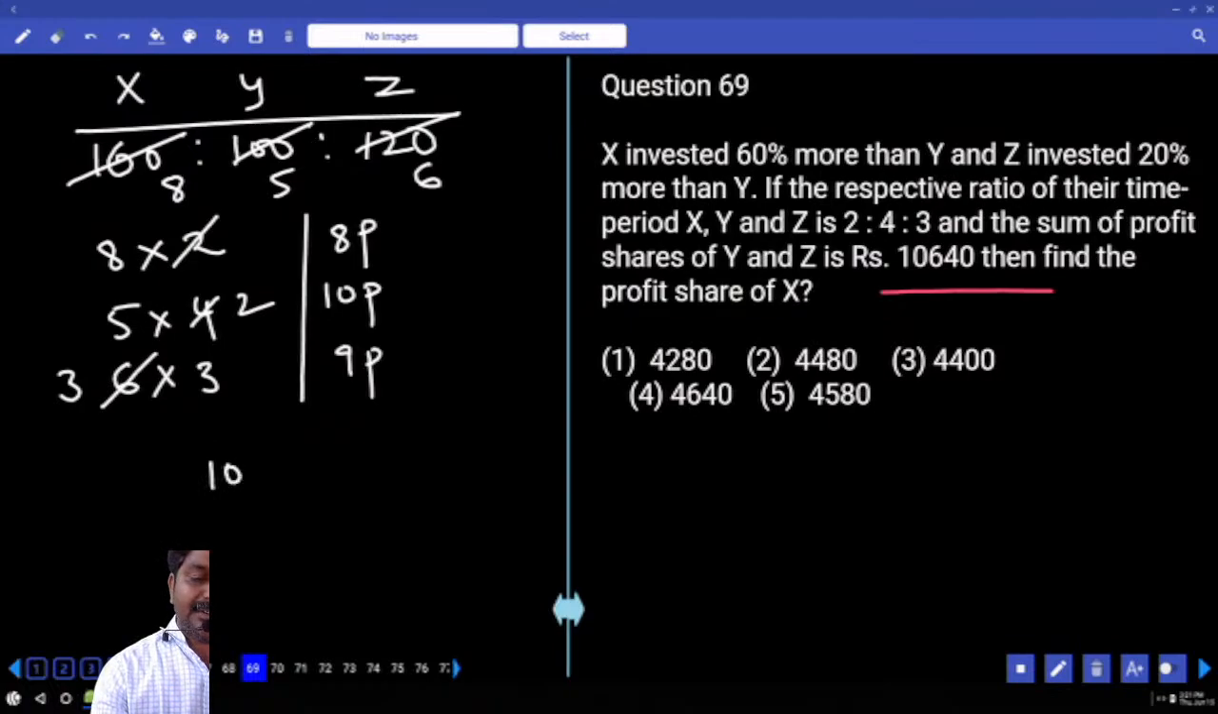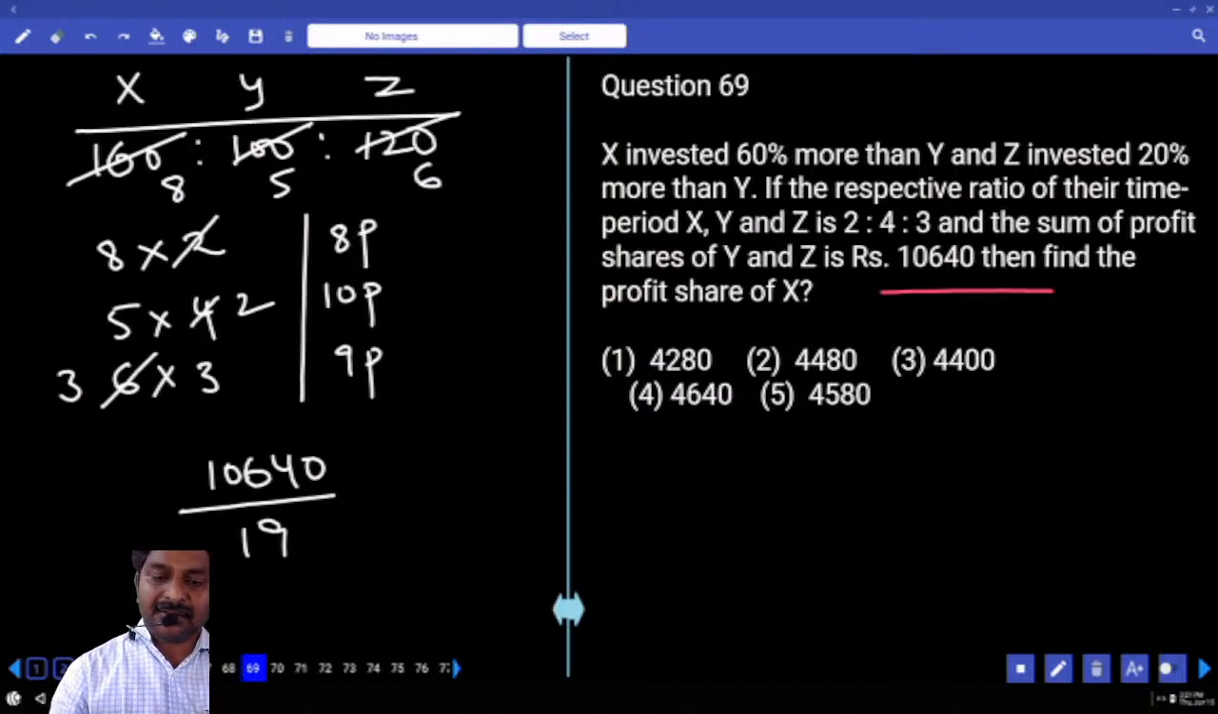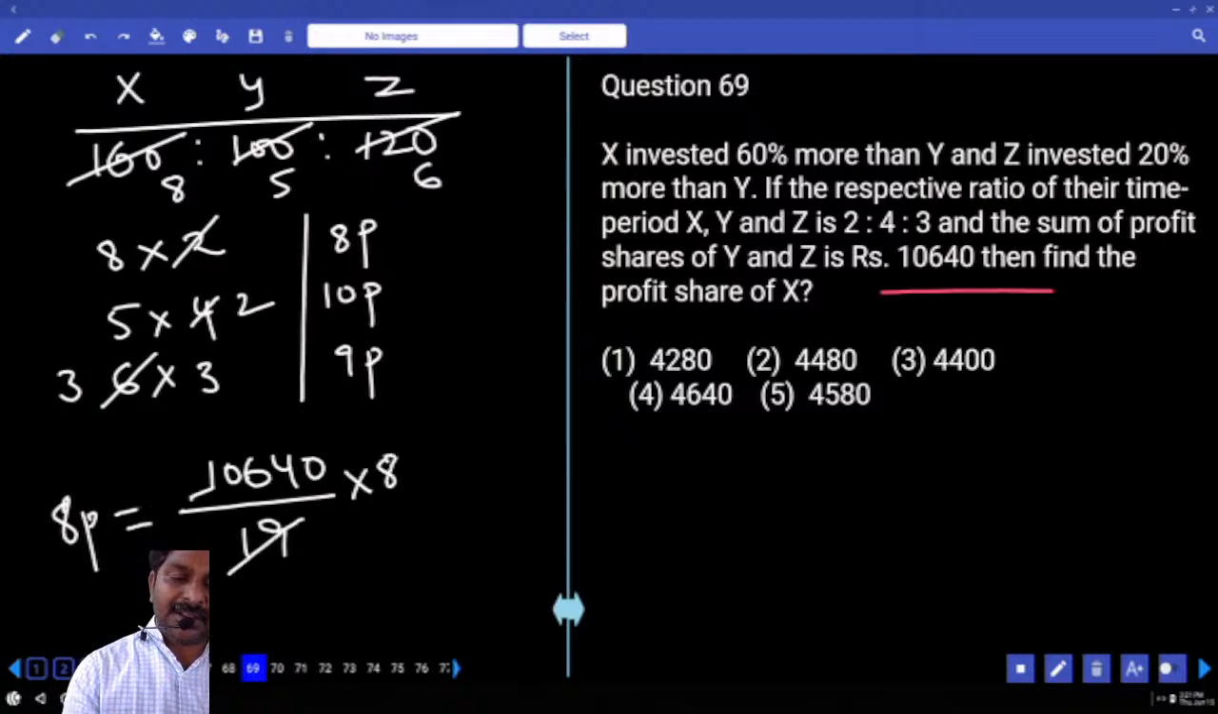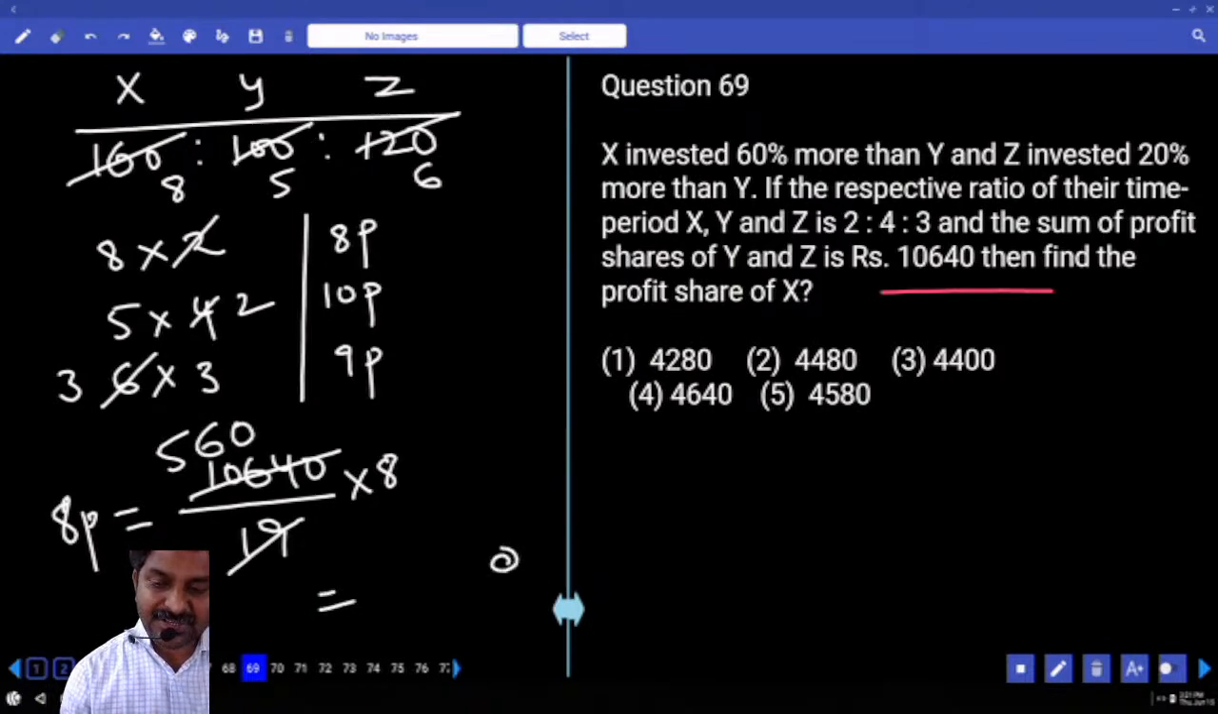10,640. Who received it? Y and Z will receive 19 parts. 1 part is equal to 10,640 by 19. Question is about X. X will get 8 parts, so 8 into 10,640 by 19. 5 times 19 is 95, then 114. 6 times, and then 0. 6 eights are 48. Answer must end with 80.